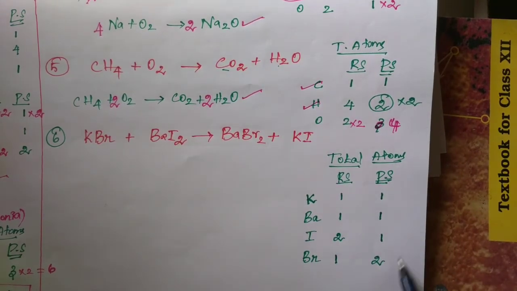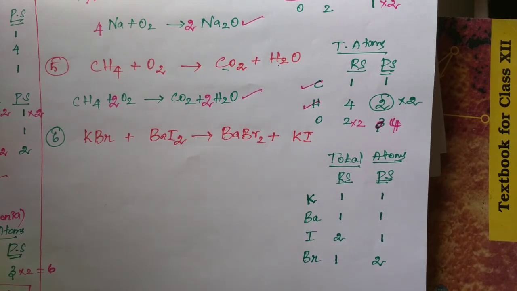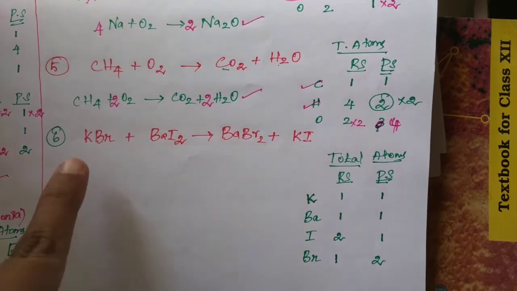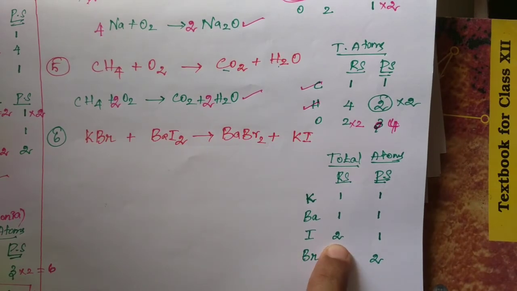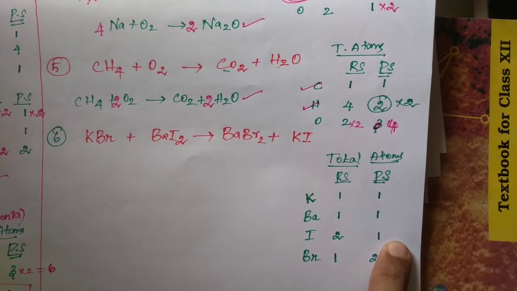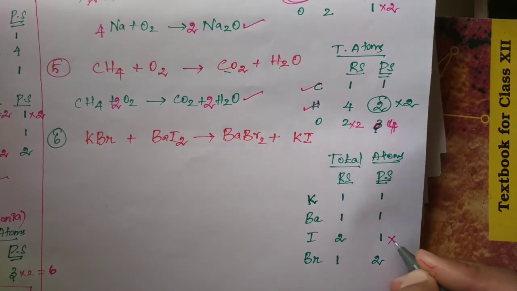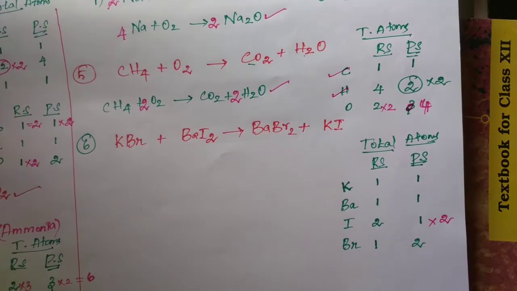So here according to the trick 1, now potassium and barium, that is metals, are balanced. Only non-metals are not balanced. So first you take iodine. So 2 in reactant side, 1 in product side. So you can't reduce this number, right? But you can increase this number. So multiply product side by 2. Multiply product side by 2. So now write down the equation.